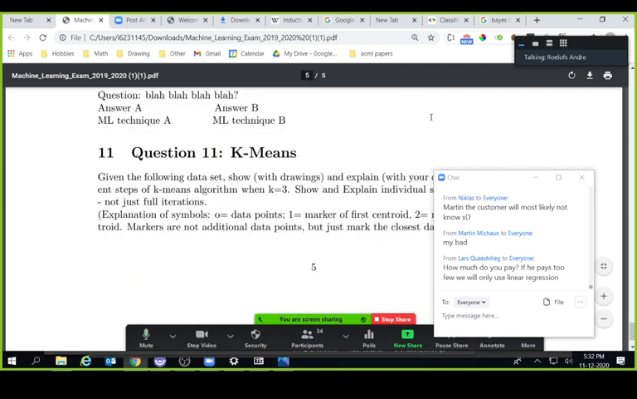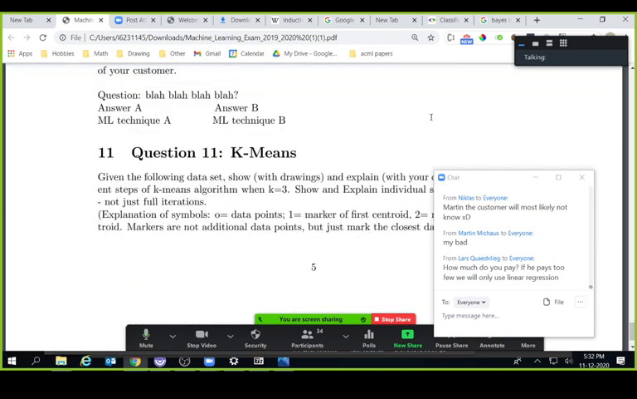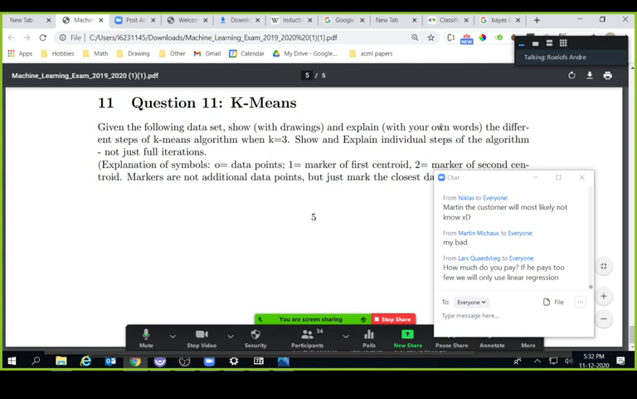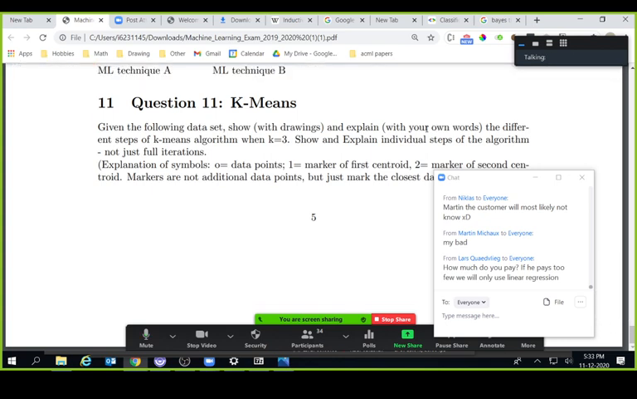How much do you pay? If it pays too little, we will only use linear regression. All right, guys. And here's a classification problem, and you use linear regression because it makes sense, and then it's perfect.